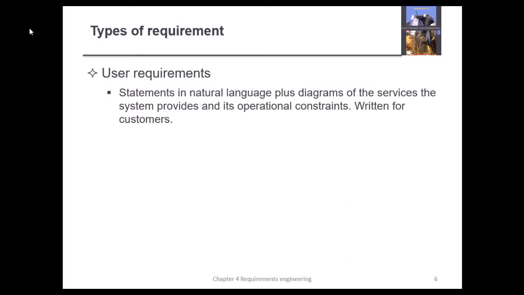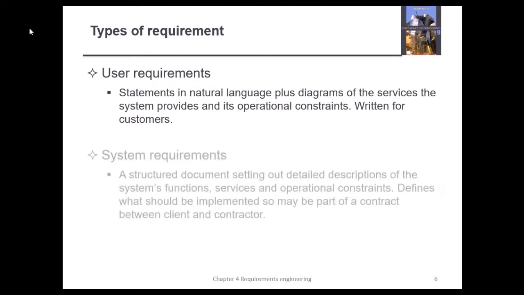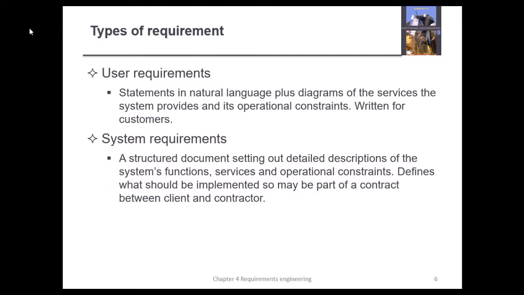There are two types of requirements. One is user requirements and the second is system requirements. User requirements are statements in natural language plus diagrams of the services the system provides and its operational constraints, written for the customer. System requirements are a structured document setting out a detailed description of the system functions, services, and operational constraints. It defines what should be implemented, so it may be part of a contract between client and contractor. The user requirement is basically for the customer, and the system requirement is developed by a developer or a requirements engineer, which should be further used by developers, project managers, etc.